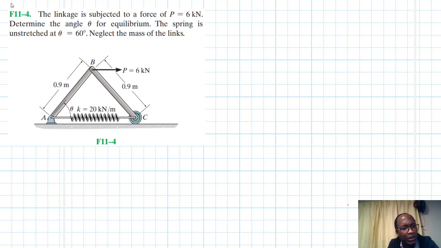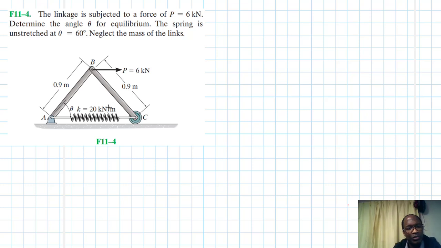The problem reads, the linkage is subjected to a force of P equal to 6 kilonewtons. Determine the angle theta for equilibrium. The spring is unstretched at theta equal to 60 degrees. Neglect the mass of the links.